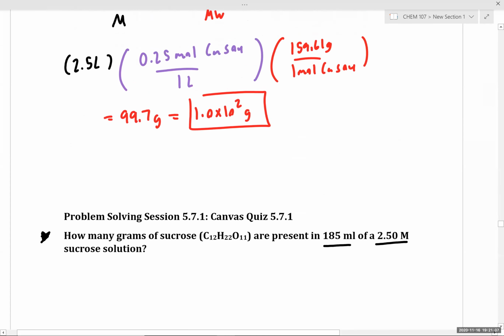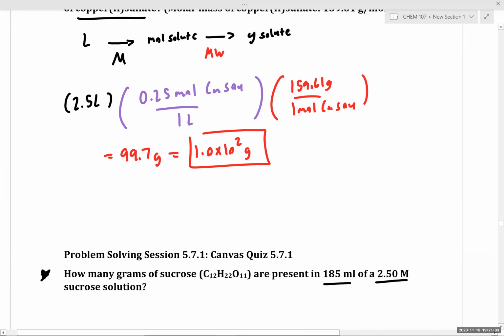I saw in the chat there was a question, why is this not 98? Well, because 7 is greater than 5, we'd round up. And the next digit would be 100. And in order to write 100 with 2 sig figs, it would be 1.0 times 10 to the second. Does that make sense?